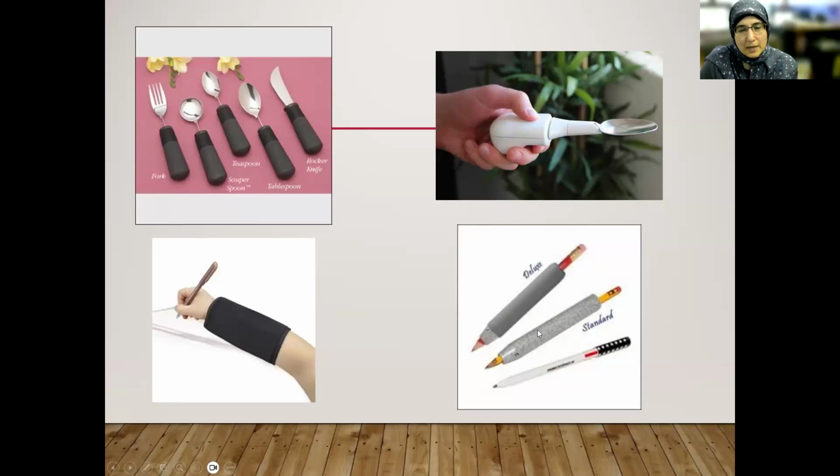Similarly, there are different pens which are made more heavy and weighted in order to give a better grasp. There could be functional heavy mittens or gloves or functional wrist weights that can be used when an individual is doing fine motor activities.